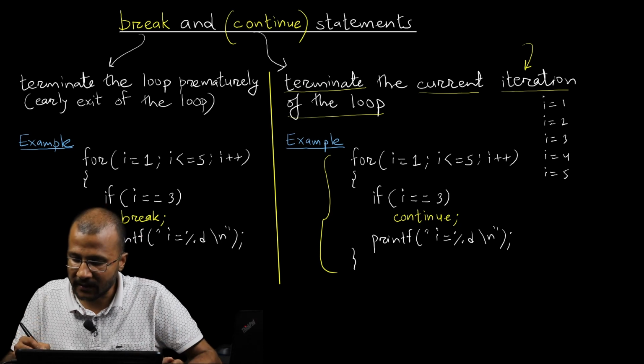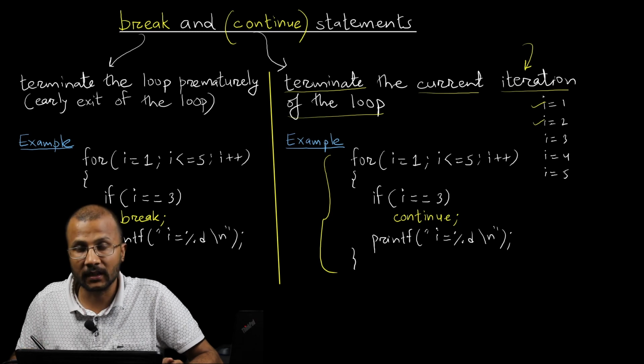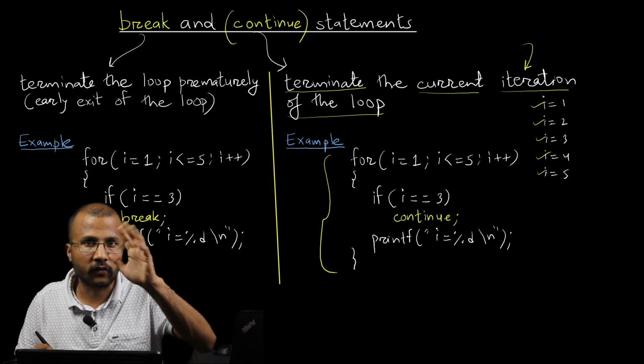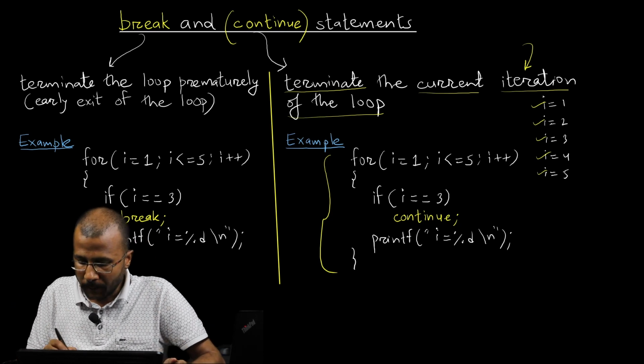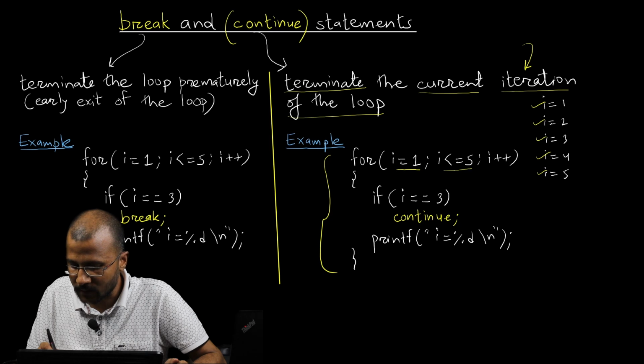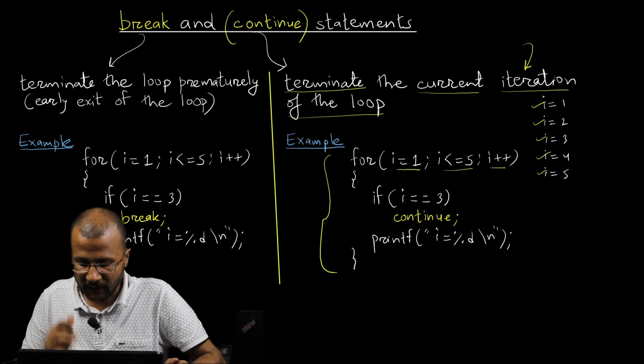So in this loop there are 5 iterations. The first iteration I is 1, in the second iteration I is 2, in the third iteration I is 3, fourth iteration I is 4, and in the last iteration I is 5. So this loop has 5 iterations. This loop starts from the initialization, I is initialized to 1, and the condition is I must be less than or equal to 5, and I is incremented by 1 each time.